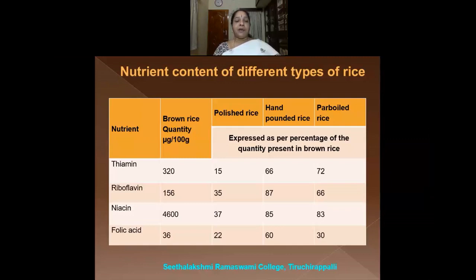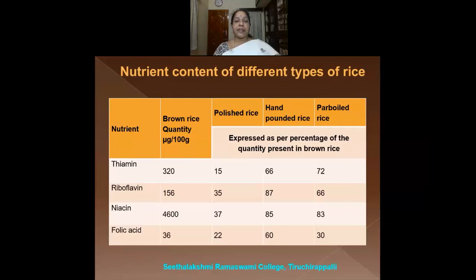Niacin content is 4600 in the brown rice, while it has drastically reduced. It is only 37 in polished rice, 85 in hand pounded rice, and 83 in the parboiled rice. Folic acid content is 36 micrograms per 100 gram in the brown rice, which has reduced in the polished rice to 22. A hand pounded rice has 60 microgram, and the parboiled rice has only 30 microgram.